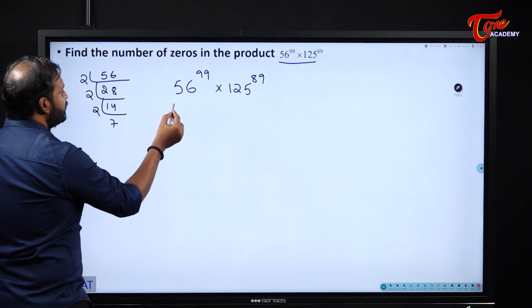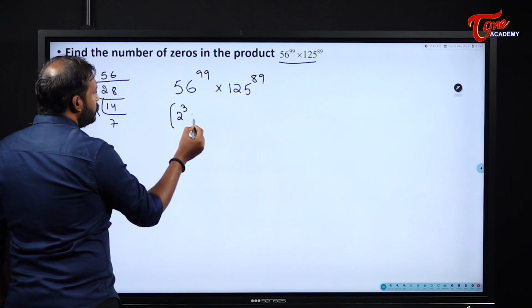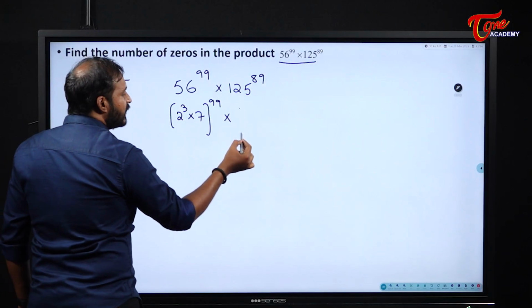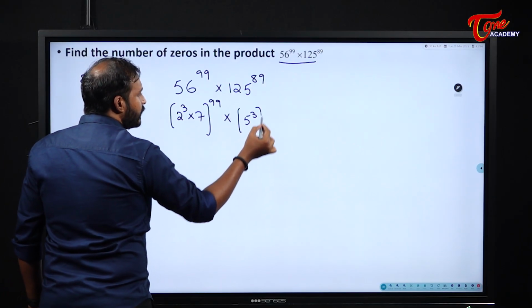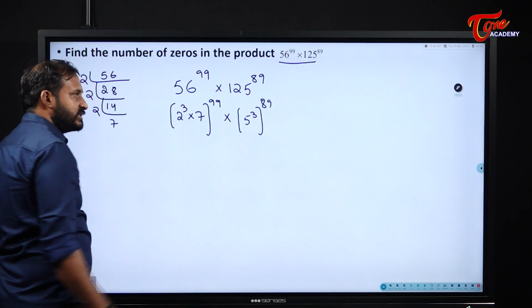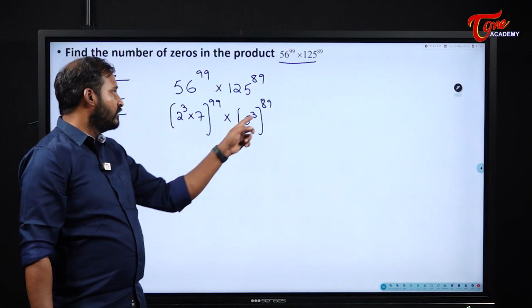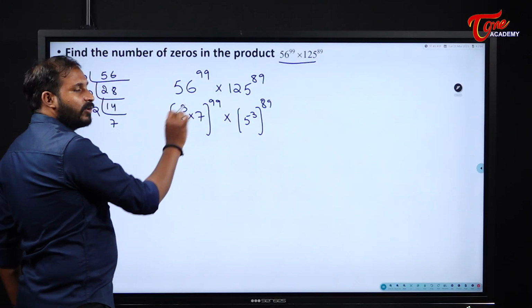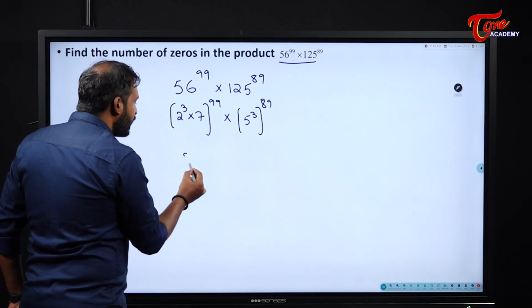So I can write 56 as 2 cube into 7, to the power of 99, into 125, which I can directly write as 5 cube, 5 cube whole to the power of 89. If you do prime factorization also, you will get the same answer, students. Okay, no need to worry. Now please observe here, a to the power of m whole to the power of n means a to the power of m into n.